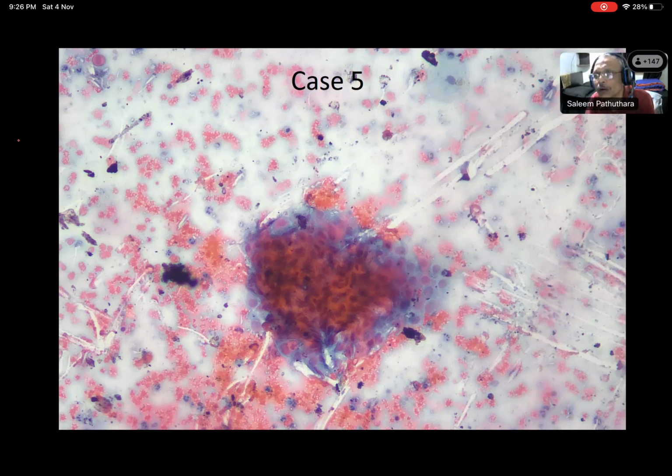It may be, it may not be. We don't know because the details are not very clear. Chromatin details are not very clear. It appears to be more normal looking, but I cannot make a decision based on this. So what would be my diagnosis or your diagnosis? Priyanka, what would be your diagnosis at this level?